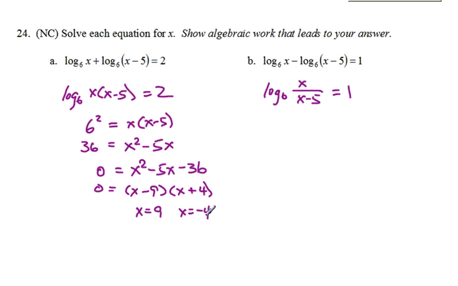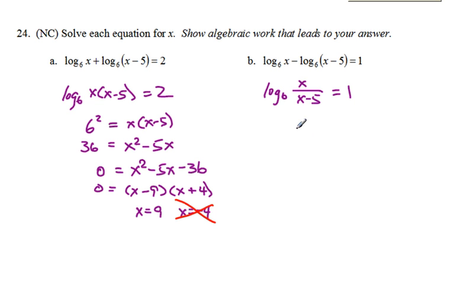Only thing is, in my original problem, I cannot take the log of a negative number. So I can't take log of negative 4, so I have to throw out that answer. When I test 9, log of 9, that's fine, and log of 9 minus 5, or 4, that's going to be fine as well. All right, let's go finish out the problem on this side.